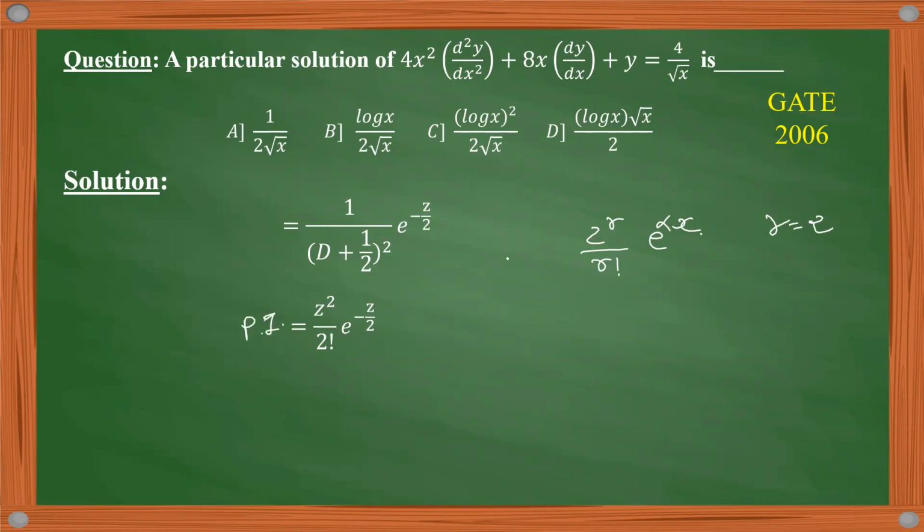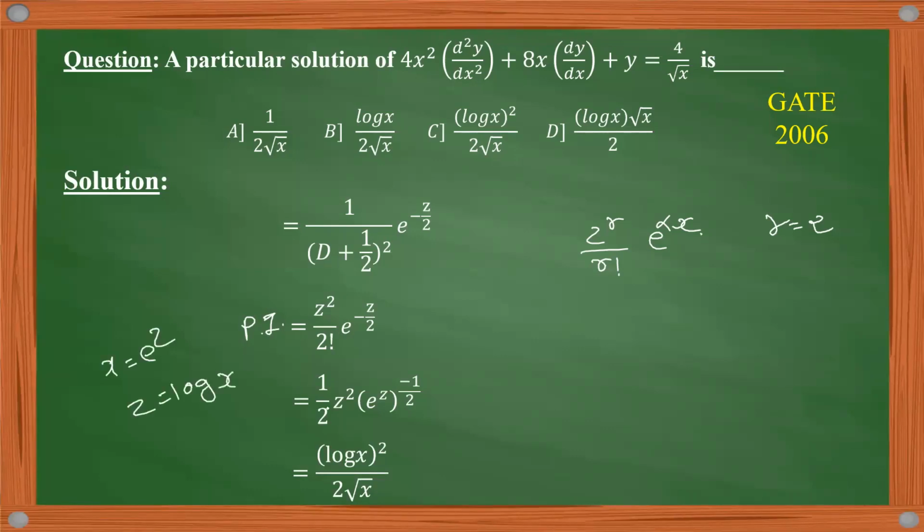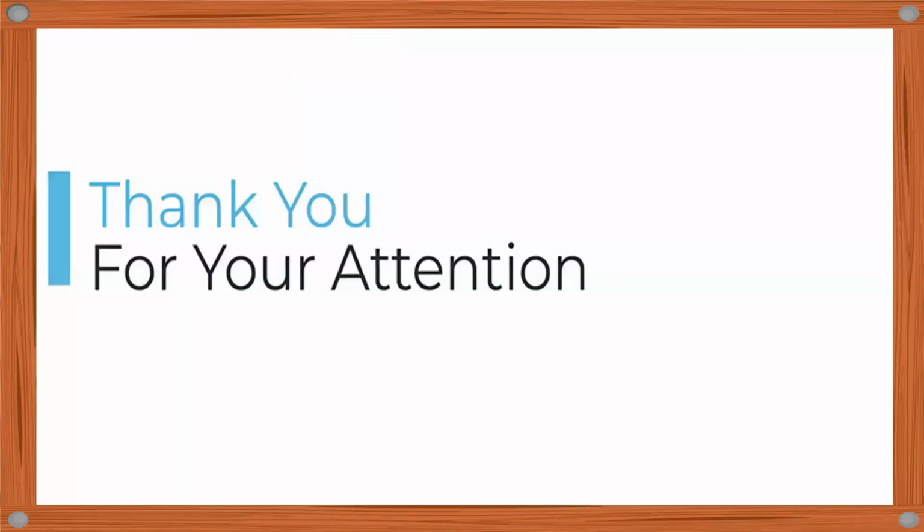Now we need to resubstitute its original value. x is equal to e power z, or z is equal to log of x. So just put log x in place of z, and in place of e power z just put x. So our solution will be (log x) square upon 2 into root x. So our correct option is option number C. Okay, so it's a very simple question. We don't need to find its complementary function because we have just been asked about its particular solution.